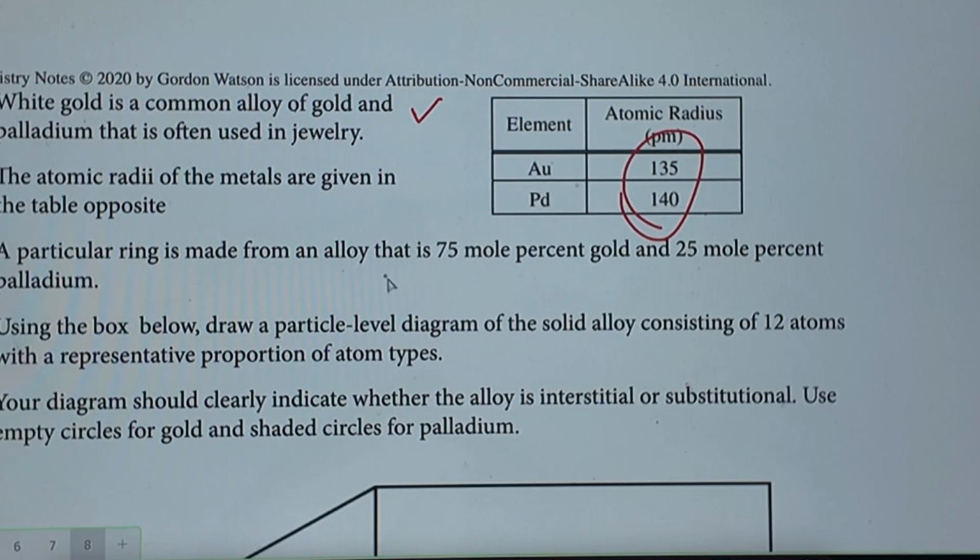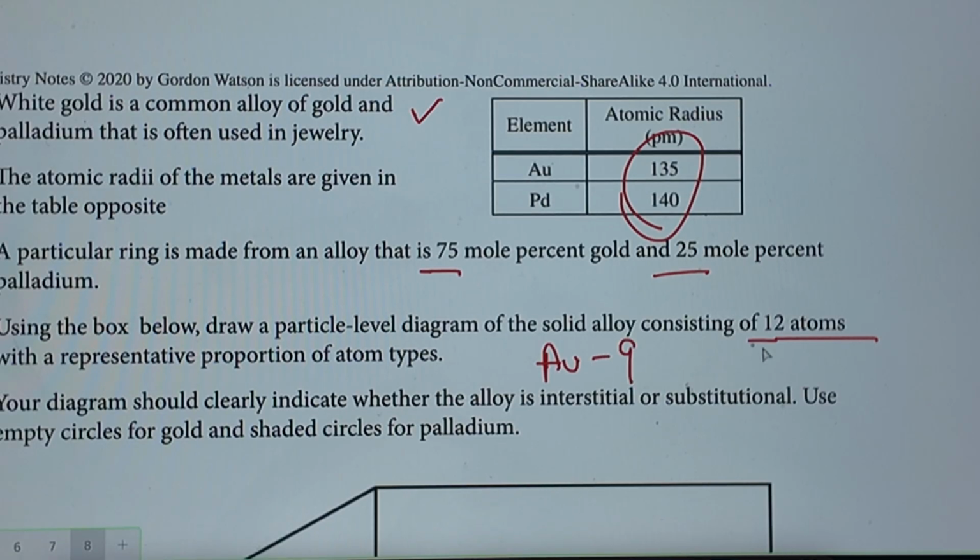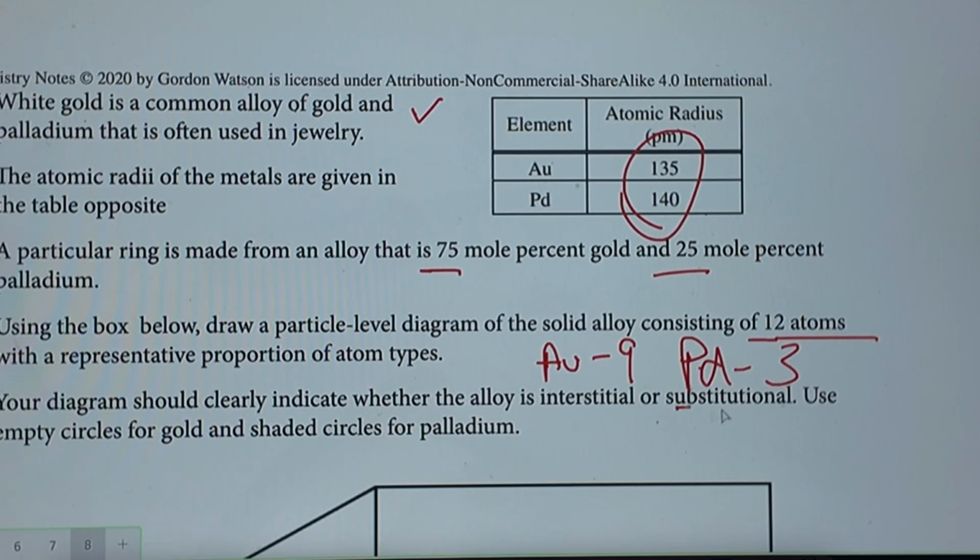A particular ring is made that is 75% mole gold and 25% palladium. In the box below, show a particle level diagram of the solid alloy consisting of 12 atoms of representative proportion. So they only want 12 atoms. Okay, we already know it's 25 to 75, right? And so it'll be Au, there'll be 9 of them, and then palladium, which is Pd, there'll be 3 of them. Okay, that's easy. Your diagram should clearly indicate whether the alloy is interstitial or substitutional. That's all obvious. It's not interstitial, it's substitutional.